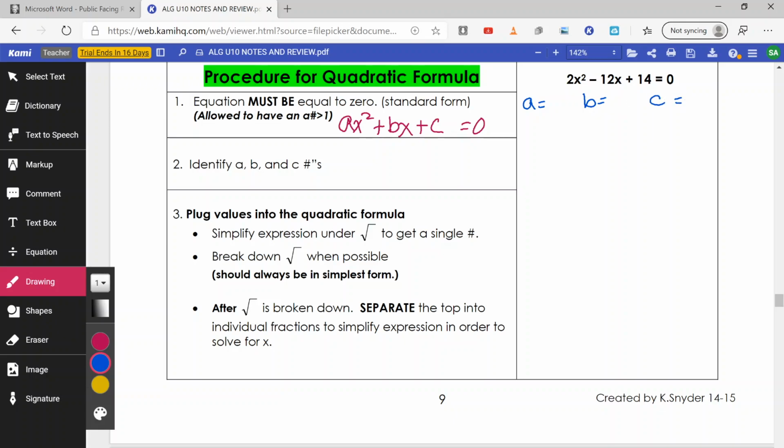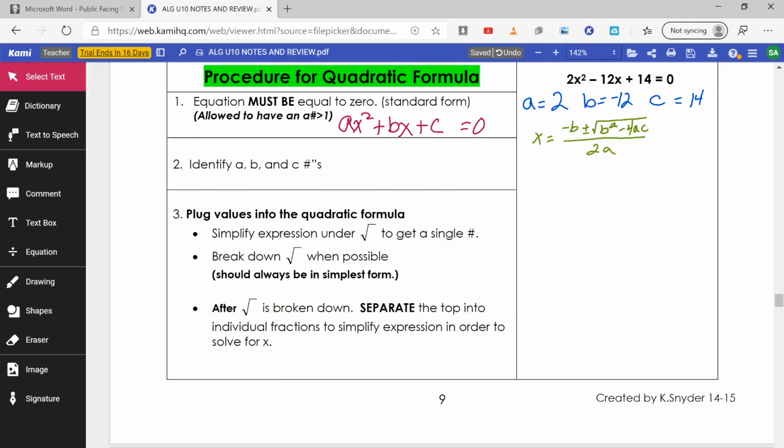So A is always on x squared, so it's going to be 2. B is always on x, so negative 12. And C is always by itself, so positive 14. Now, what we have to do now is work with the quadratic formula. Again, it is the negative value of b plus or minus the square root of b squared minus 4ac all over 2a. So now we're just going to plug in all the numbers where they belong.